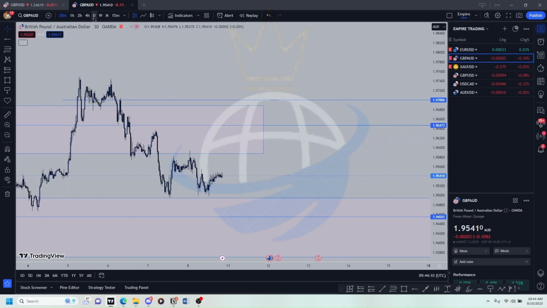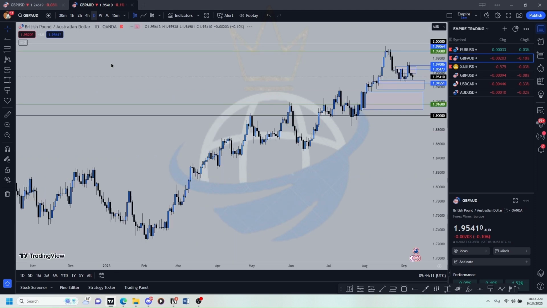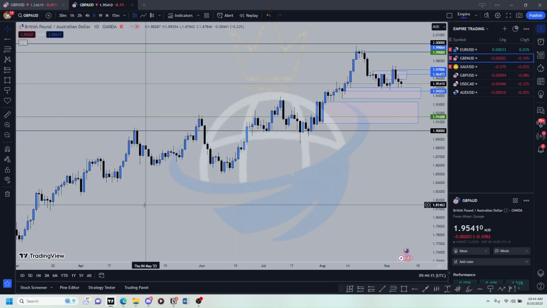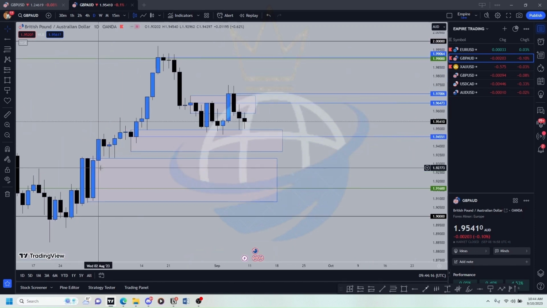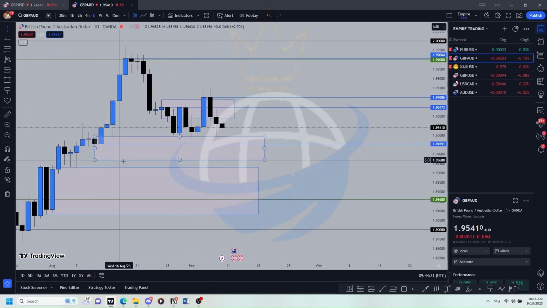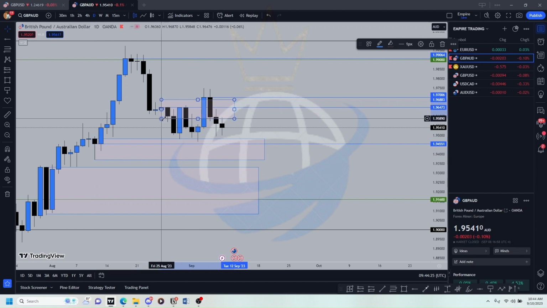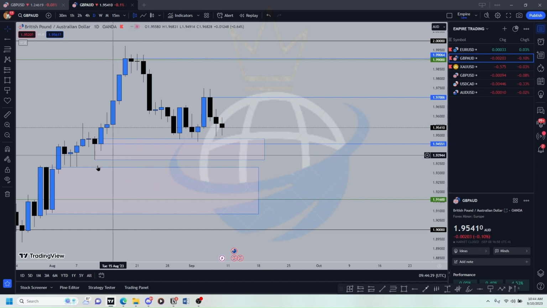Okay, let's give another example on Pound Aussie. Here is another example on Pound Aussie. This long opportunity that happened now. We plotted out our daily level, and now we want to measure the demand area. We take our fib from the low to the high.